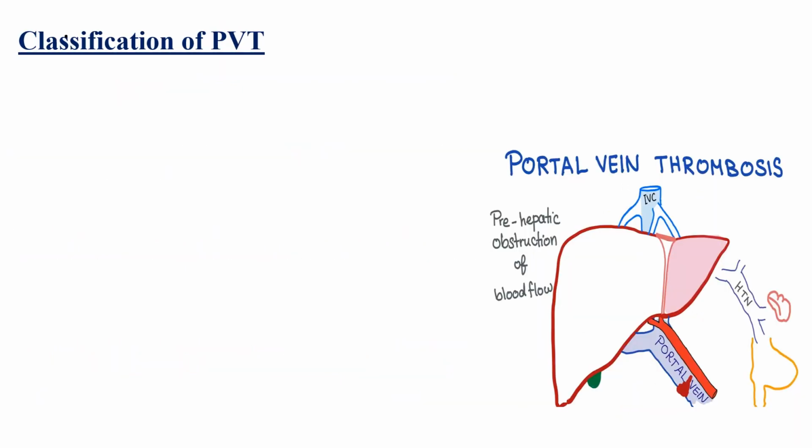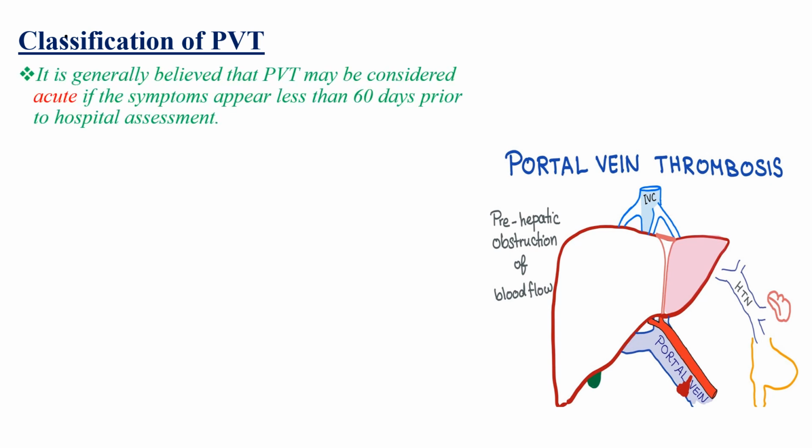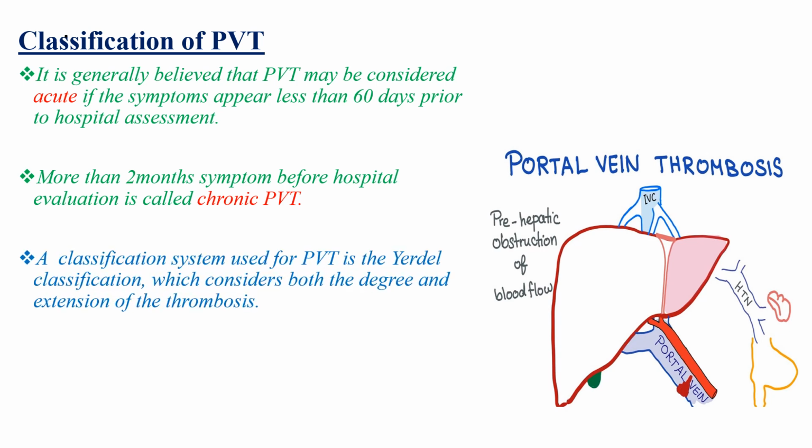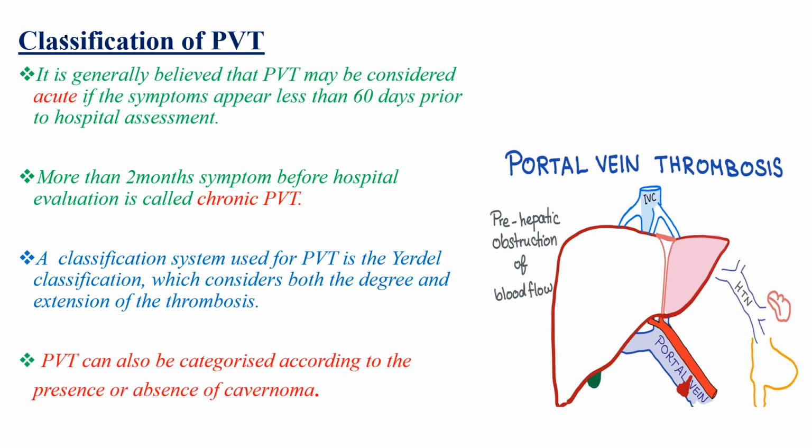There are different classification systems for portal venous thrombosis. The first one is the acute and chronic classification. Portal vein thrombosis is classified as acute if symptoms appear less than 60 days prior to hospital assessment. More than 2 months of symptoms before hospital evaluation is called chronic portal vein thrombosis. The classification system used for portal venous thrombosis is the Yerdel classification, which considers both the degree and the extension of the thrombosis. Portal vein thrombosis can also be categorized according to the presence or absence of cavernoma.